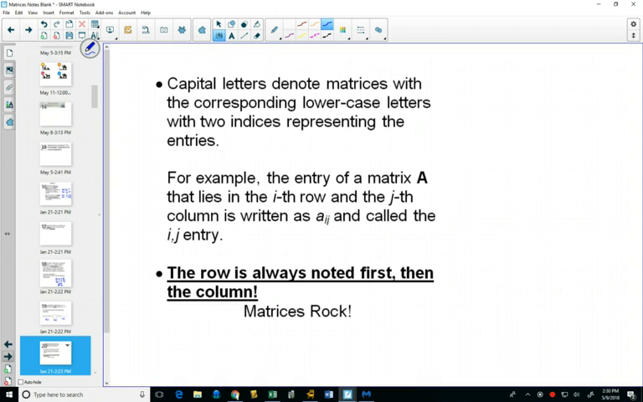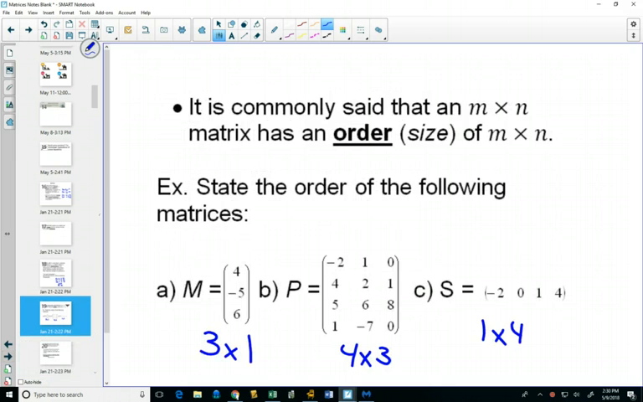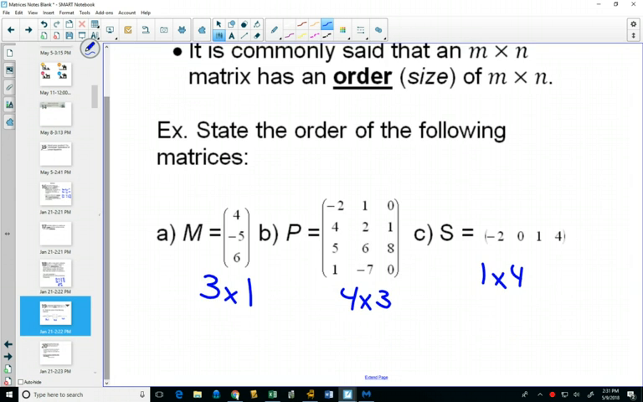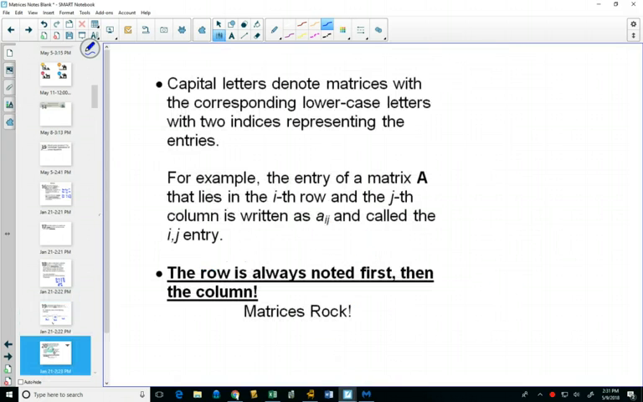Some other notation stuff. We use capital letters when we're naming matrices. As you saw here, this is matrix M, matrix P, and matrix S. Those are with capital letters. And we use small letters or lowercase letters to represent the different entries. Okay? So on this one, the middle one here, matrix P, I would call this 6 element 3rd row, 2nd column. Little comma in between. Sometimes with matrices, they don't even put the comma in. Just like 1, 3 instead of putting the comma in because it's kind of obvious.